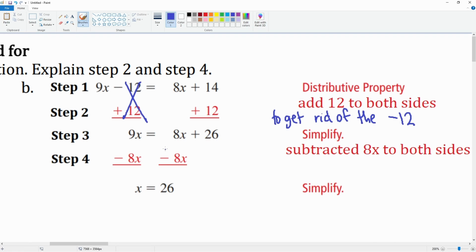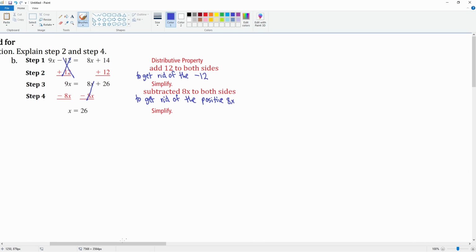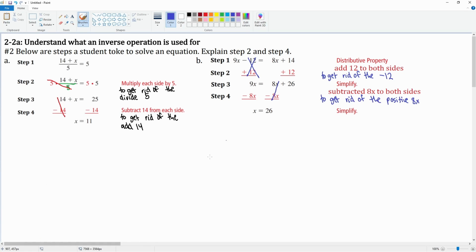Okay. Why did they subtract 8x here? Well, this will cancel. This is to get rid of the positive or the add 8x. Okay, there you go. What happened here in step 2 was the inverse operation. So the inverse of adding is subtracting. Okay, the inverse of add 8x is to subtract 8x. All right, so there you go. Those were the reasons for step 2 and step 4.